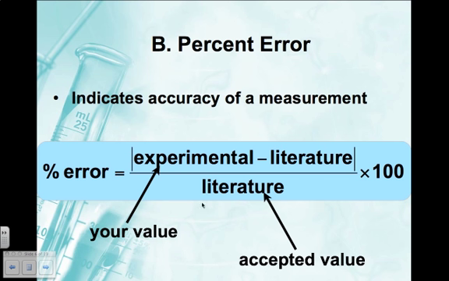So in order to get percentage of error, I'm going to take my experimental, so that's the value that I got in the lab or I calculated. And I'm going to subtract the value that I should have gotten. And I'm going to take the absolute value of that and then divide it by what I should have gotten times 100 because it is a percentage.